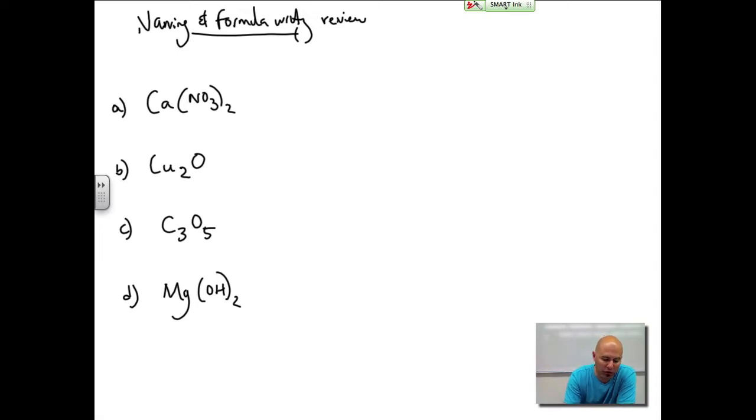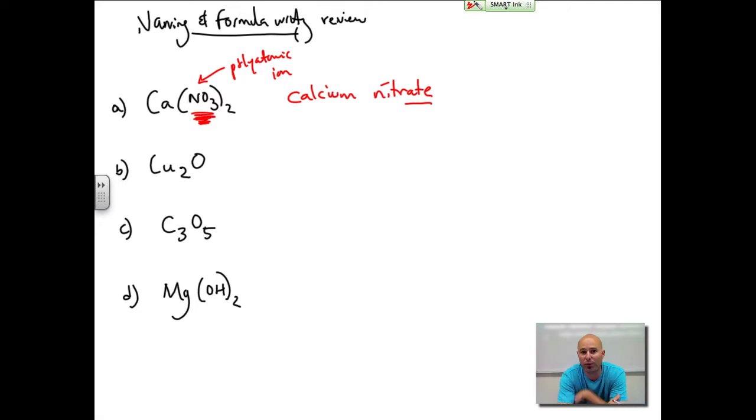First of all, as soon as I see that NO3, I should know it's an ionic one. Why do I know it's ionic? Because this is a polyatomic ion. So if it's a polyatomic ion, then we're dealing with an ionically bonded substance. So, naming ionic compounds, first one is the same name, calcium, and then the second one, whatever that ion is, nitrate. Why do I know it's nitrate? Because that's NO3.